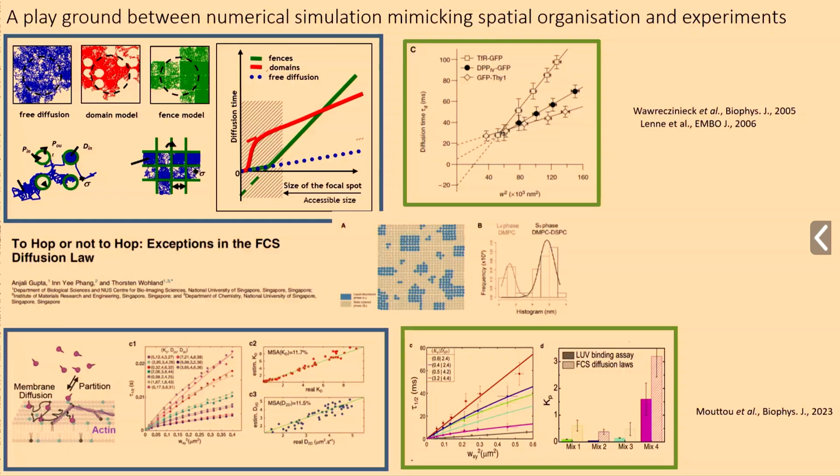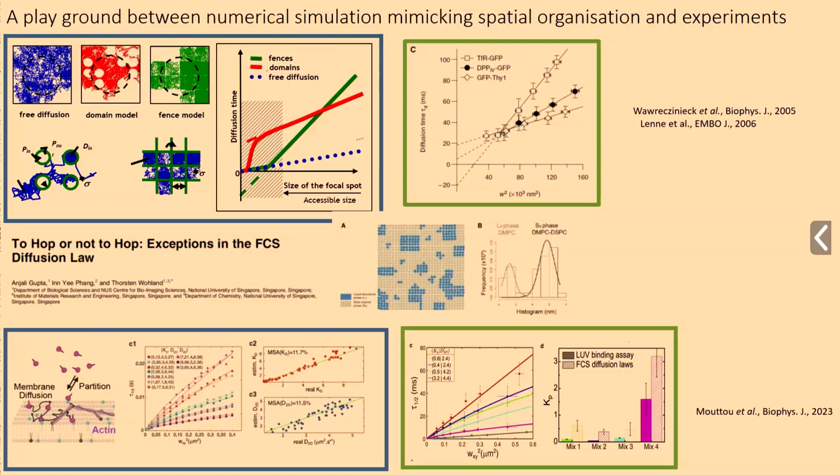And if you look at the diffusion time at one single position as a function of the area you are covering, so you make measurements at different areas, this is the spot variation FCS. So you can see that in the case of a domain model, you expect to see that kind of behavior. In the case of a fence model, you expect to see that kind of behavior. And of course, in the case of free diffusion, which is a total Brownian motion, you will see something which is totally linear with the space you are exploring. So this is numerical simulation.